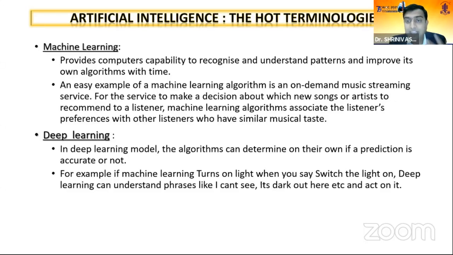The algorithms can determine on their own if a prediction is accurate or not. Say, for example, when you go into a dark room and you say, switch on the light, it switches on. That is machine learning. When you say, oh my God, it is so dark, and then it switches on the light, that's deep learning. That means it tries to predict your language and develop over its algorithms.